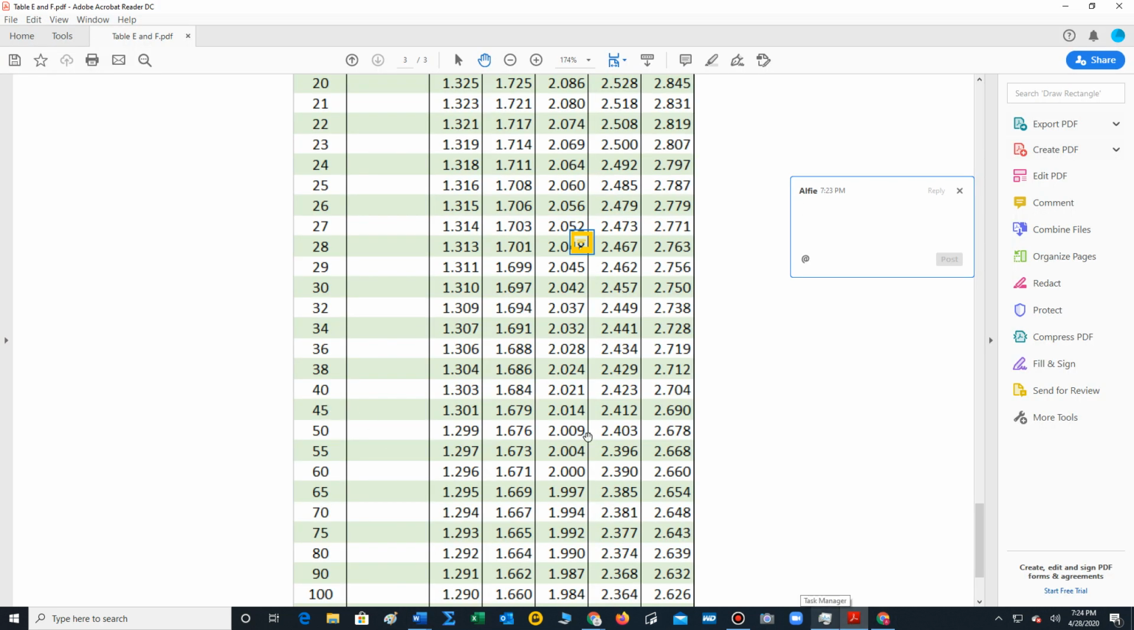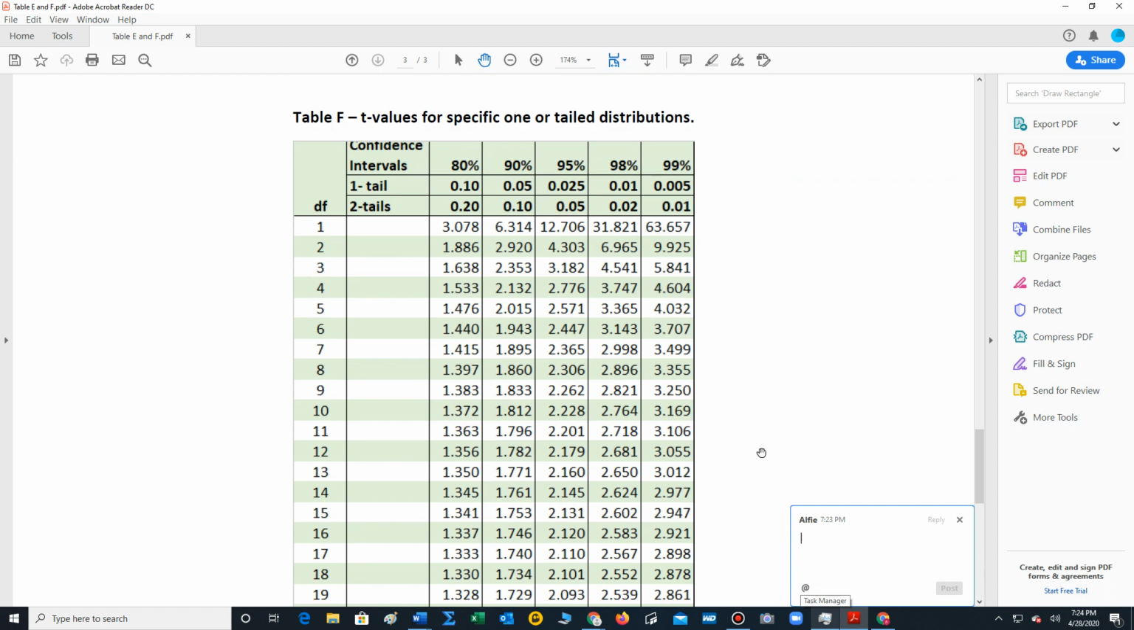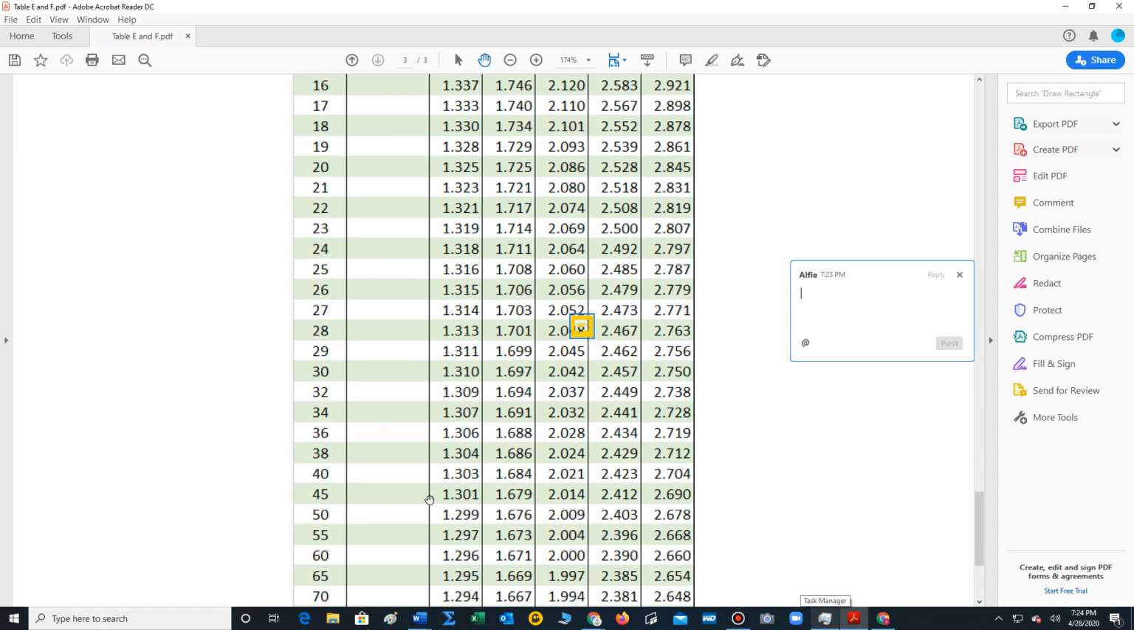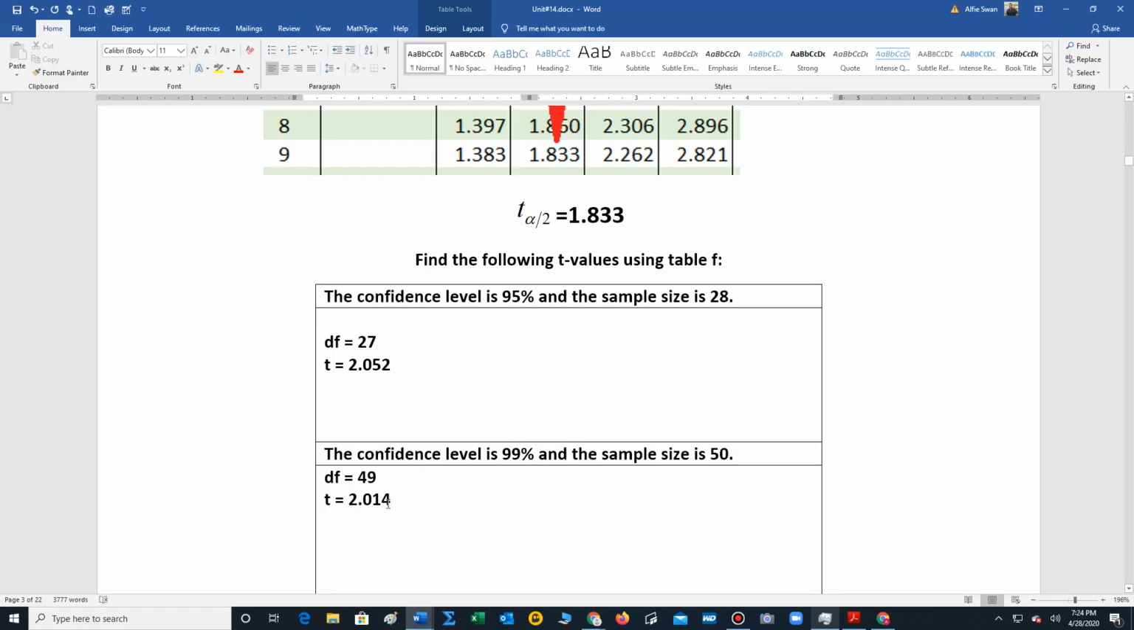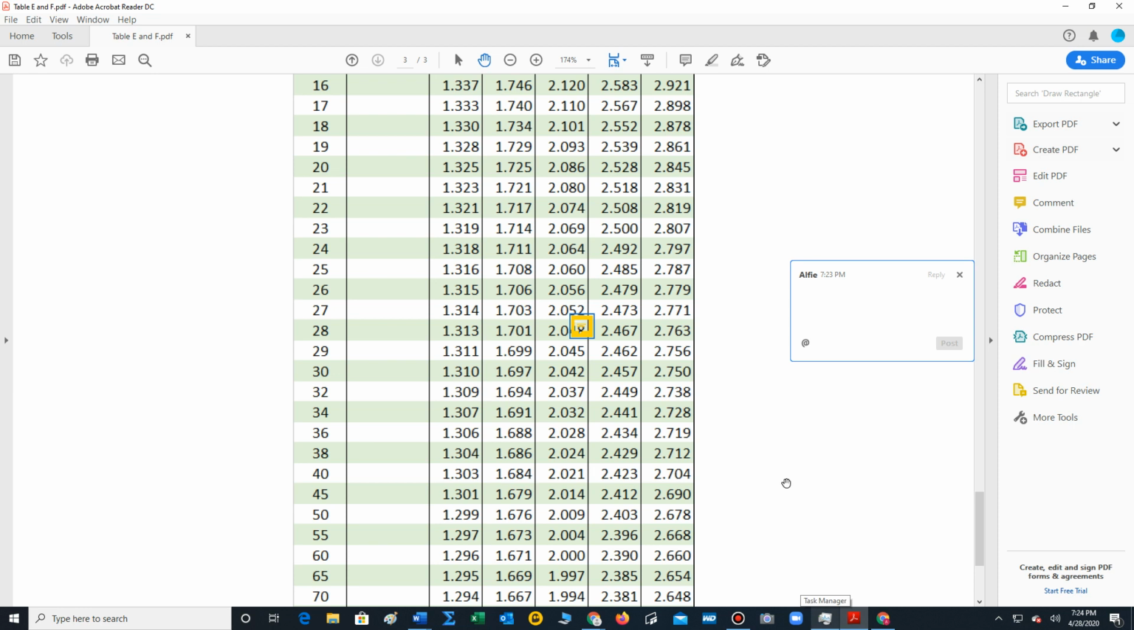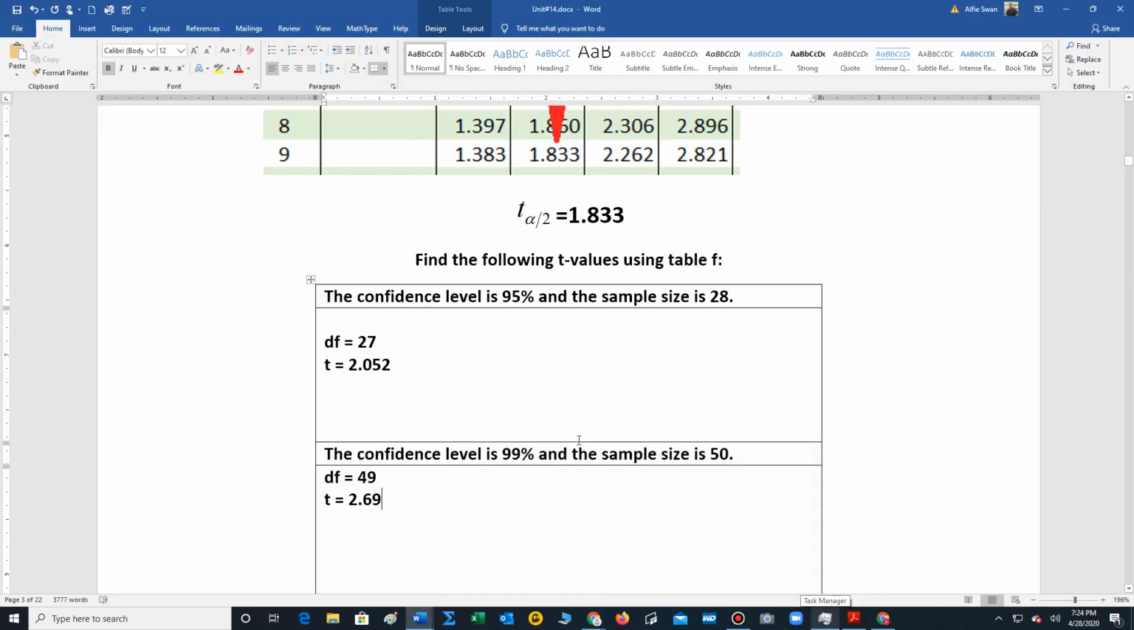So 45, 99% should be 2.69, so we have a correction here. 2.69. Let me just double check that value. Yes, 2.690 would be the t-value.